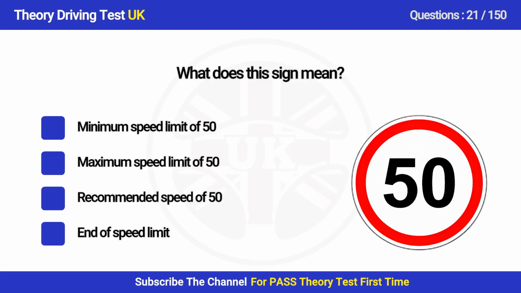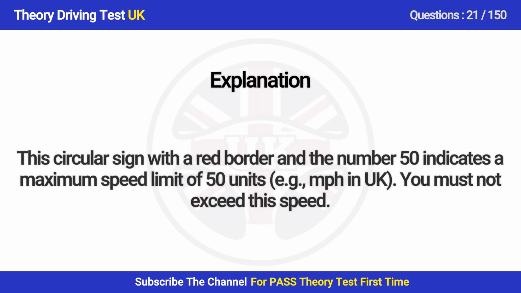A. Minimum speed limit of 50. B. Maximum speed limit of 50. C. Recommended speed of 50. D. End of speed limit. Answer is B. Maximum speed limit of 50. This circular sign with a red border and the number 50 indicates a maximum speed limit of 50 units; you must not exceed this speed.